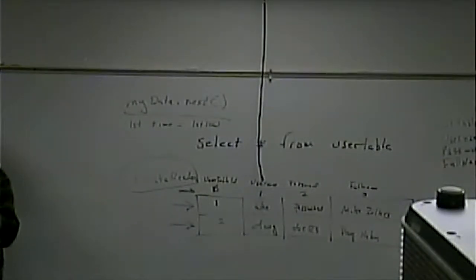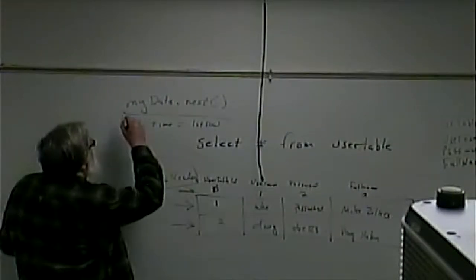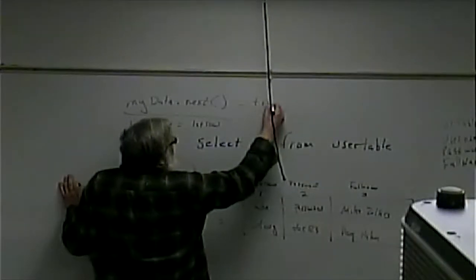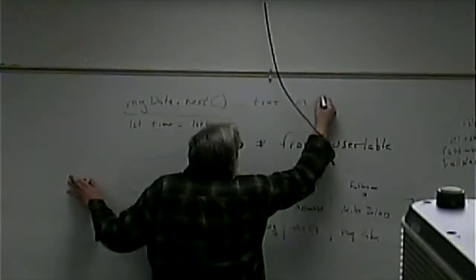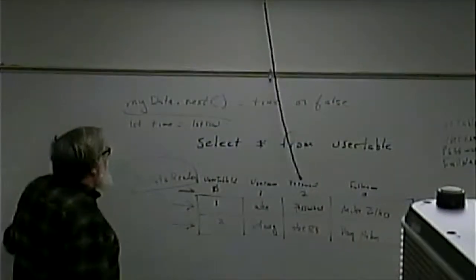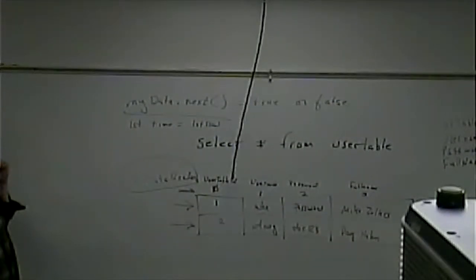And what's the mechanism for this? It's a return value from this function. This is either going to return a true or a false. If I return a false, that means there's no more rows. If I return a true, it means there is a row. A row got pointed to.